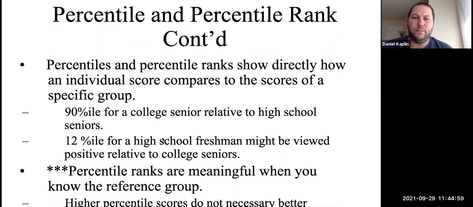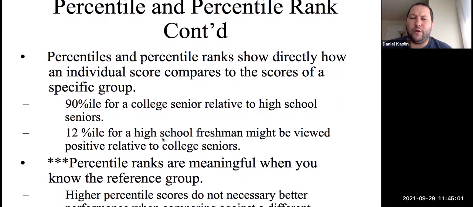Now, it's important to be careful about how we interpret percentile and percentile ranks. Knowing the reference group is absolutely essential. So let's say a person was in the 90th percentile. That sounds really good, doesn't it? However, if they were a college senior and they were in the 90th percentile relative to high school seniors, that would be far less impressive, wouldn't it be? Because they have 4 years of additional education, so we would expect them to score very high.